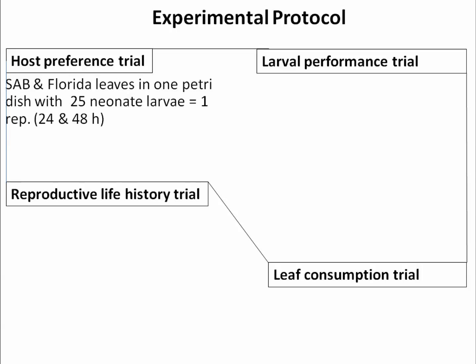In the host preference trial, what we did was to place both leaves in one petri dish, and into this we introduced 25 unfed larvae, and this constituted one replicate. We had 40 replicates for that, and we monitored the position of the insects after 24 hours and the following 48 hours.